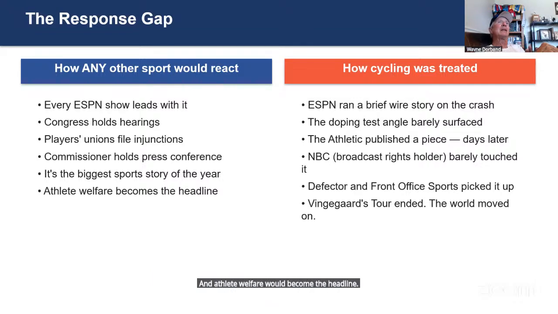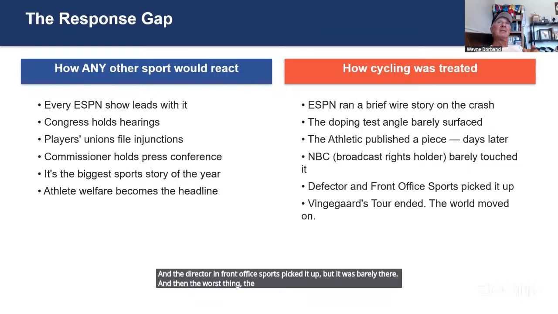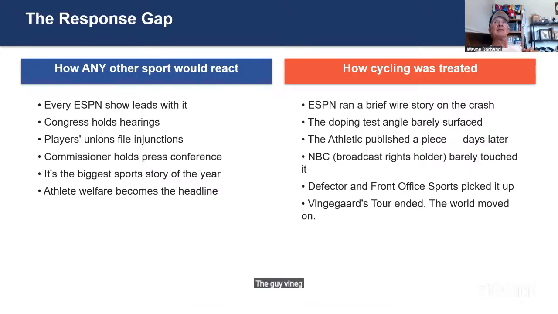Well, how did it get dealt with in cycling? ESPN ran a tiny little story. You couldn't hardly find it. The doping test angle was barely even surfaced. A magazine called The Athletic published a piece days later. NBC, the broadcast rights holder, barely touched it. And the Front Office Sports director picked it up, but it was barely there. And then the worst thing, the horrible thing, the guy, Vingegaard, his tour ended. He was finished because of his injury.